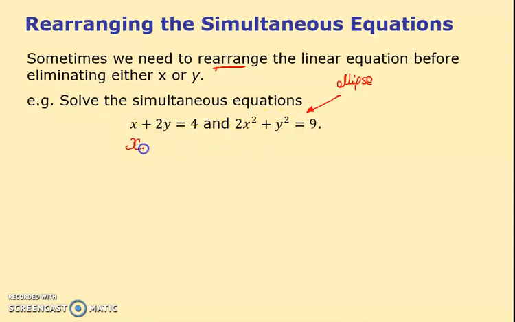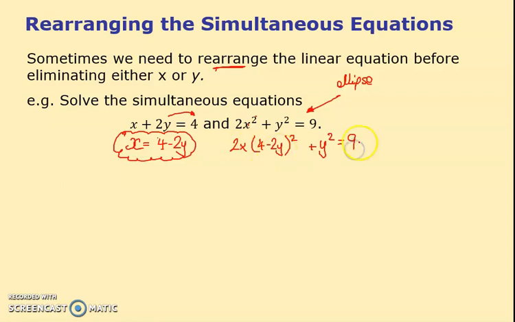This one might be best to rearrange as x equals. You can see it's sitting there on its own. So I'm going to do that. I'm going to move the 2y over, and 4 minus 2y. Notice I'm going to use the same trick. But this time, because I've written x equals, I've got to find places where it says x in this one. So it's easy enough. It's 2 times x squared, and because I've got x is equal to this, I'm going to write 4 minus 2y squared plus y squared equals 9.